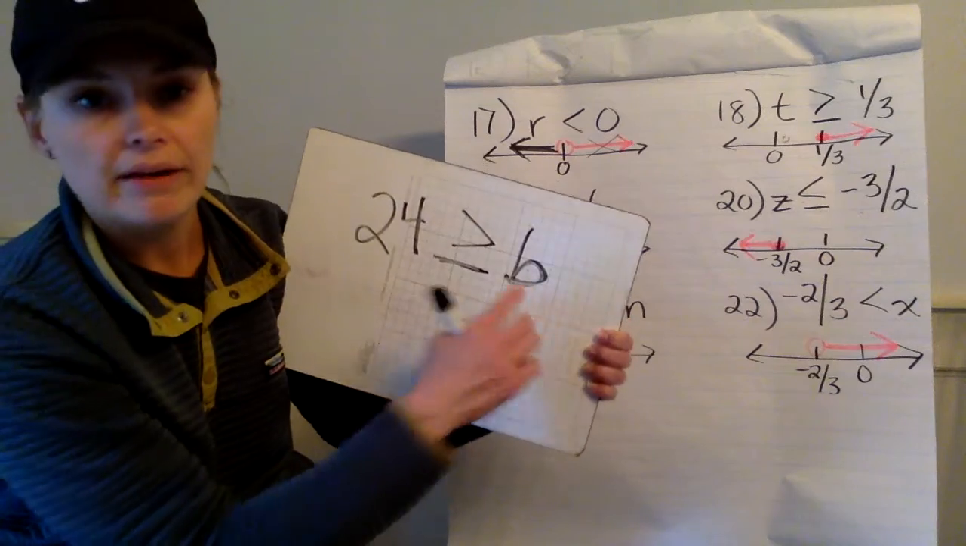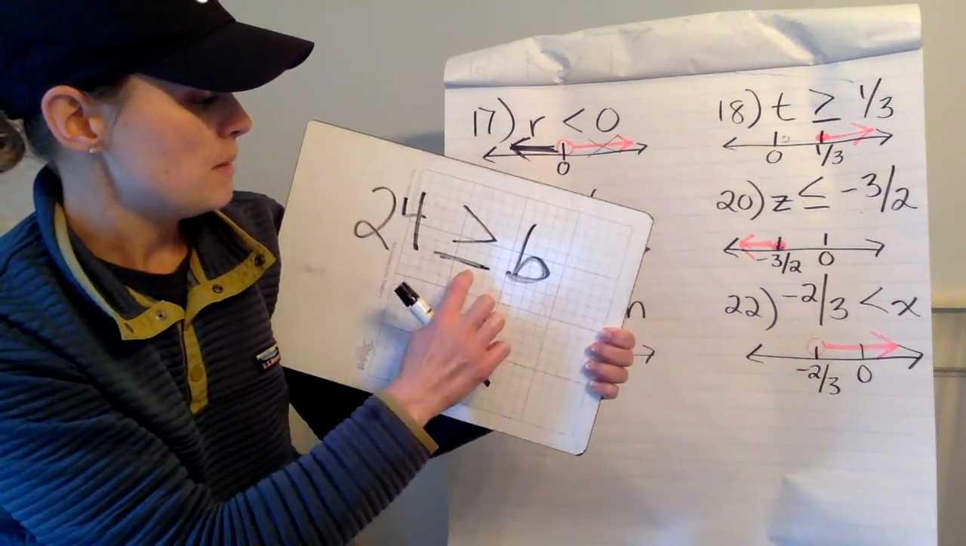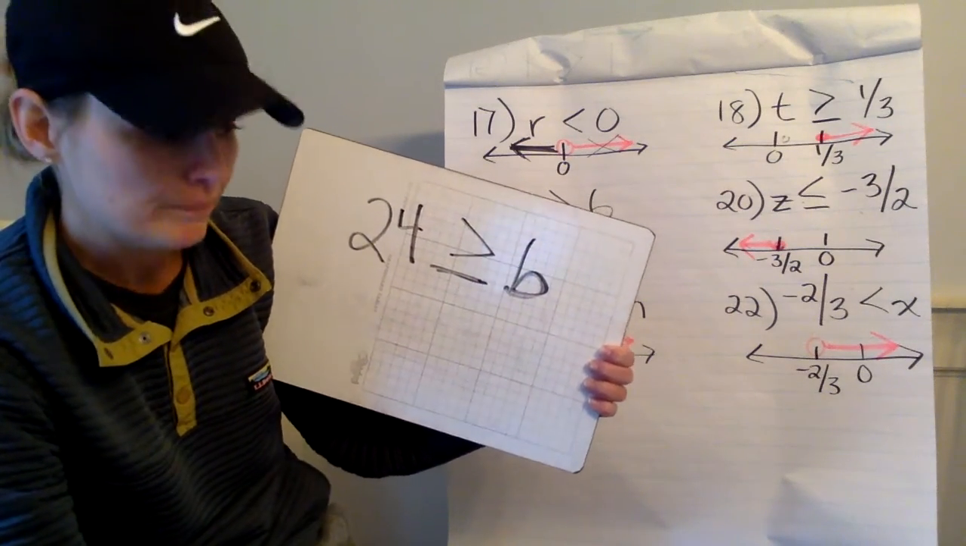So we want to have this symbol in between the two. Okay, your variable doesn't matter. I just picked B for boat. Okay, 24 is the biggest it can be. It can be 24, which is why we have this line here, but it can't be any bigger.